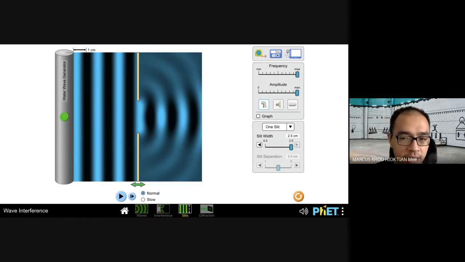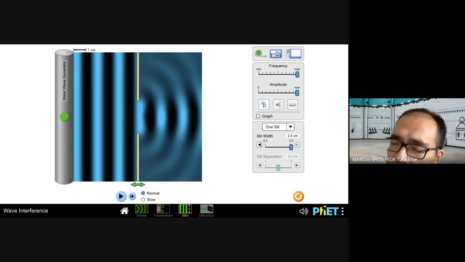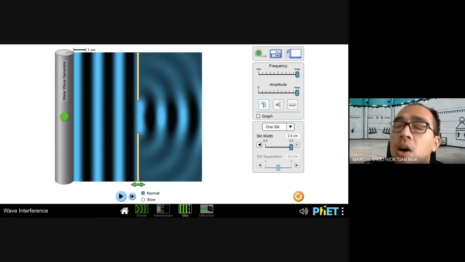Okay, let's have one last person to try. The smaller the size of the gap, the wider the direction of the diffracted waves. The wider the what? The wider the direction. Oh, the wider the direction. Okay, yeah. I had something else. Okay, I think the idea is there.